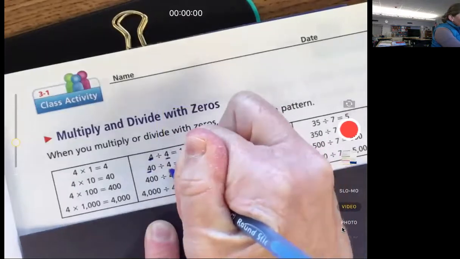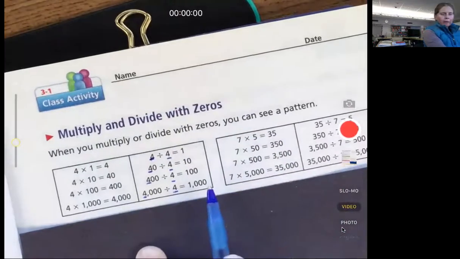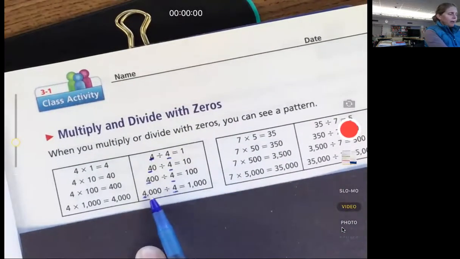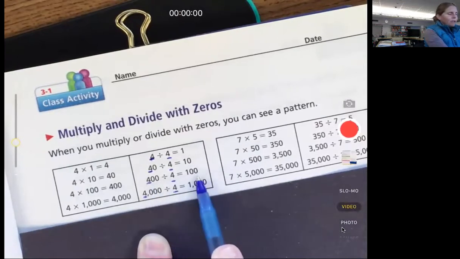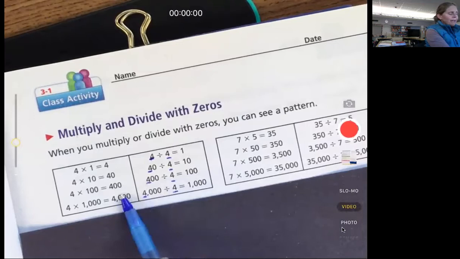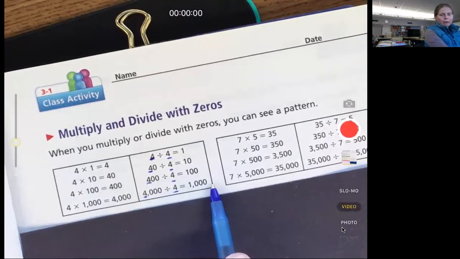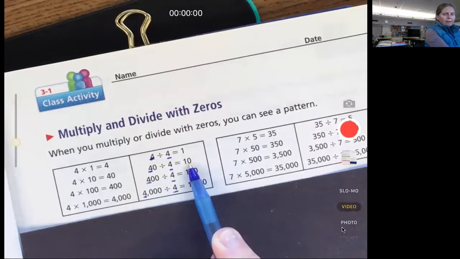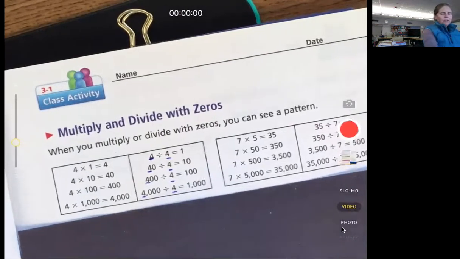And as I go down the whole way, I'm really just thinking 4 divided by 4, 4 divided by 4, 4 divided by 4. Then, depending on what place I'm in, that's going to determine how many zeros are added to my answer, just as I did over here in multiplication, right? The answers are different, but the zeros are the same for the place value. 1 zero for tens, 2 zeros for hundreds, and 3 zeros for thousands place. So really pay attention to that.